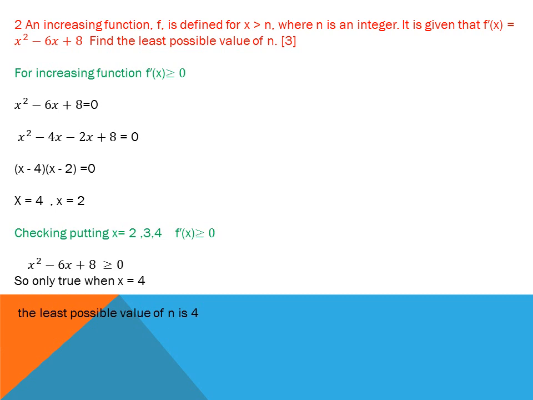First I put the value 2 in the expression x^2 - 6x + 8 and I find that it is not an increasing function. Then I put 3 and finally I put 4. When I put the value 4, it will be true, and hence we find that the least possible value of n is 4, because from 4 towards the positive values, the function is increasing.